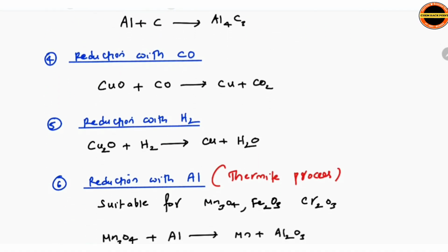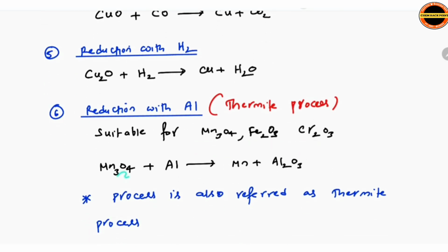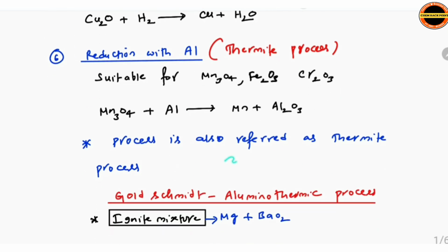Next, thermite process. Reduction with aluminum. Here aluminum is acting as the reducing agent. Thermite process is suitable for oxides such as Mn3O4, Fe2O3, Cr2O3. Like Mn3O4 giving Mn plus Al2O3 when reacted with Al, with heat. This process is also referred to as the thermite process or aluminothermic process, and Goldschmidt aluminothermic process is another name.